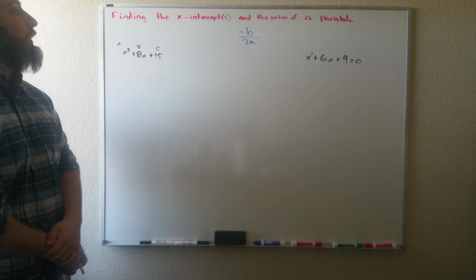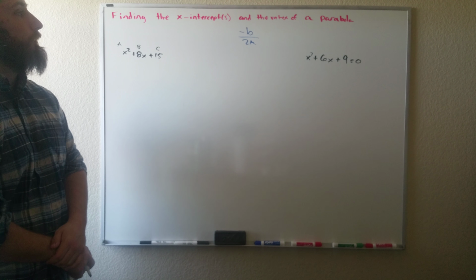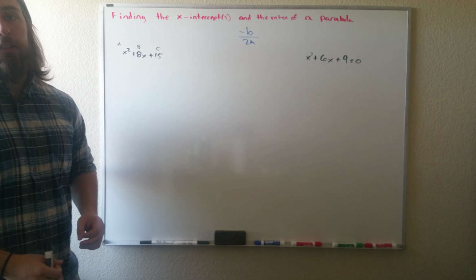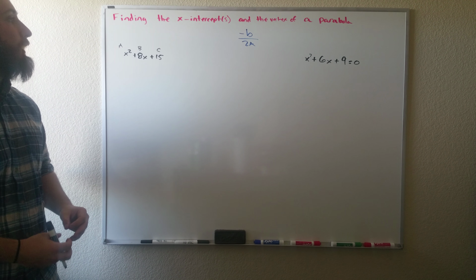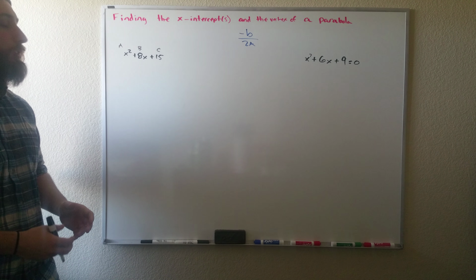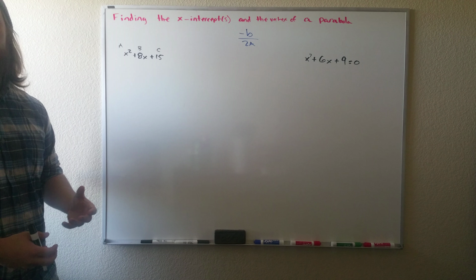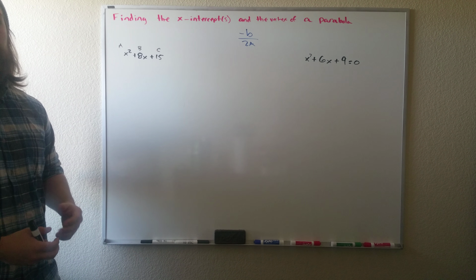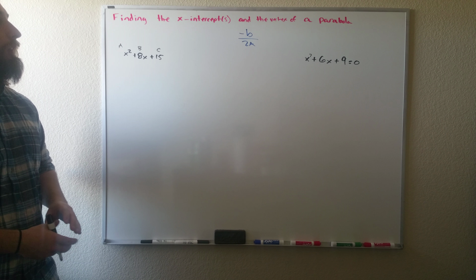Today we're looking at finding the x-intercept and the vertex of a parabola, and you always want to find the vertex first. The reason for that is once we find the x component of the vertex, we'll plug it back into the original equation to find its y component. And if that y component is equal to 0, we have already found the x-intercept, and that just saves you some time.